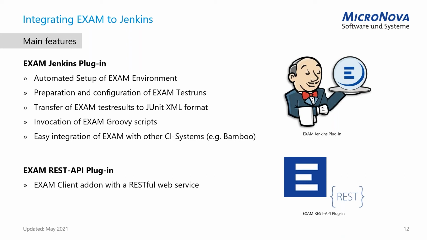An additional feature is the invocation of Groovy scripts, or you could also trigger model imports and exports by means of the XM Jenkins plugin. And you can also think of an easy integration of XM into other CI systems, like Bamboo from Atlassian. The XM REST API plugin is the other player to which the XM Jenkins plugin is communicating. The XM client has an add-on that comes with a RESTful web service, and the web service is the base for the communication between the Jenkins plugin and the XM client installed on the testing slaves.